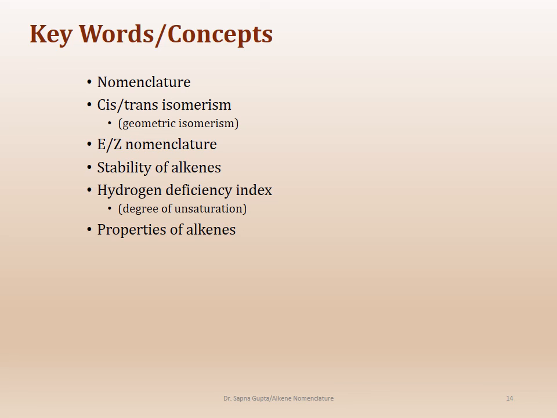So for this chapter, we really don't have a whole lot, just a little bit of things. You have to know the nomenclature. You should know the cis and trans geometric isomerism, the E and Z nomenclature, stability of alkenes, how to calculate the hydrogen deficiency index or the degree of unsaturation, and some of the properties of alkenes, not the applications, but just the properties, which means you should be able to predict their boiling points and solubilities. So that is just this part. In the next section, we're going to talk about the synthesis of alkenes, and then we'll go on to reactions.